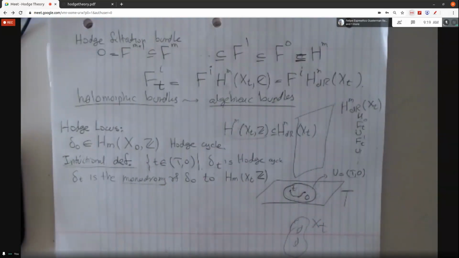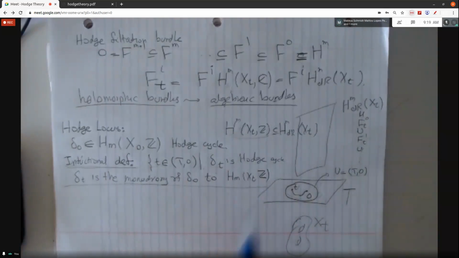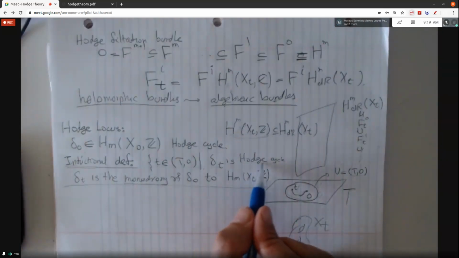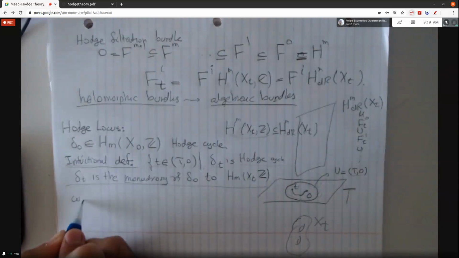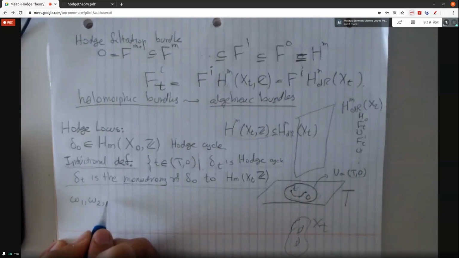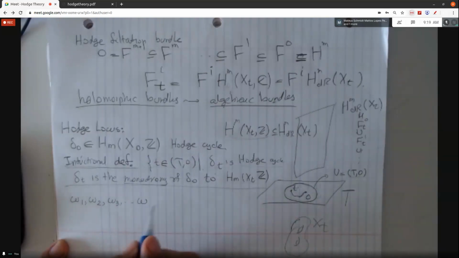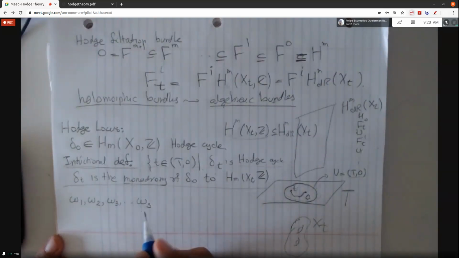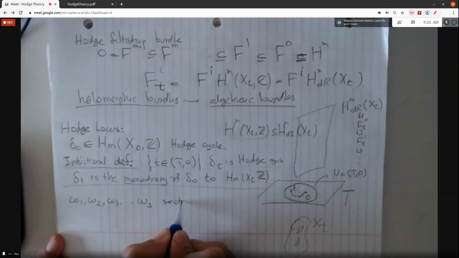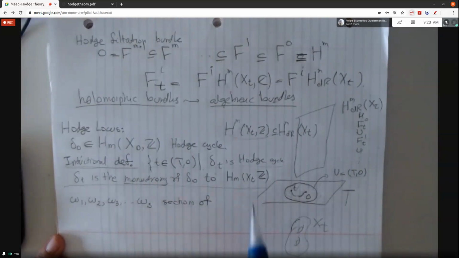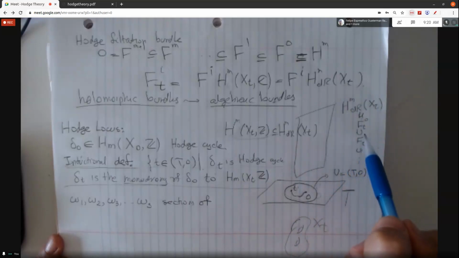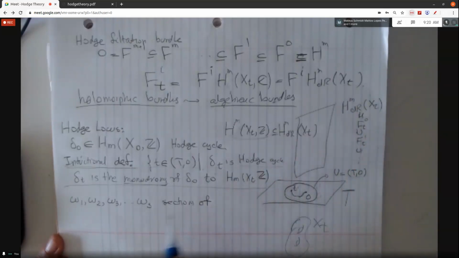This was a kind of intuitional definition, such that it becomes some analytic set. So let's go. In order to make a better definition of the Hodge locus, we have to return back to the definition of Hodge cycle. So omega_1, omega_2, omega_3, up to omega_s, sections of the Hodge filtration F^{n/2+1} of H^m. Let's say local holomorphic sections.